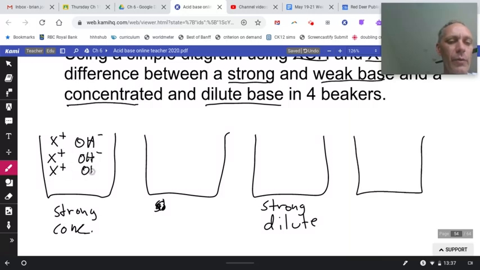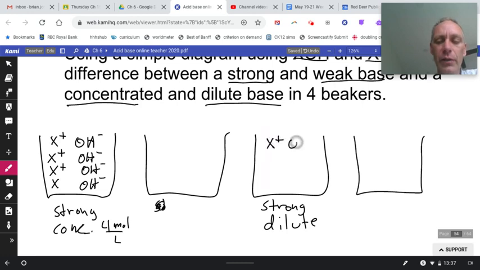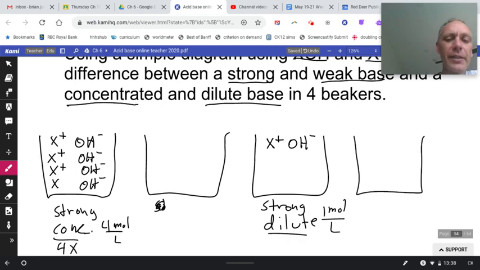And again, we'll go with 4 molecules just to keep it the same as the acid. So that is 4 molecules in our liter, 4 moles per liter. A mole isn't really a molecule, but we're just keeping it simple for this model. Now, our strong base is 100%. So again, this is strong base, 100%, but it's dilute, so only 1 molecule per liter. Okay, so this one is 4 times more concentrated than the dilute.